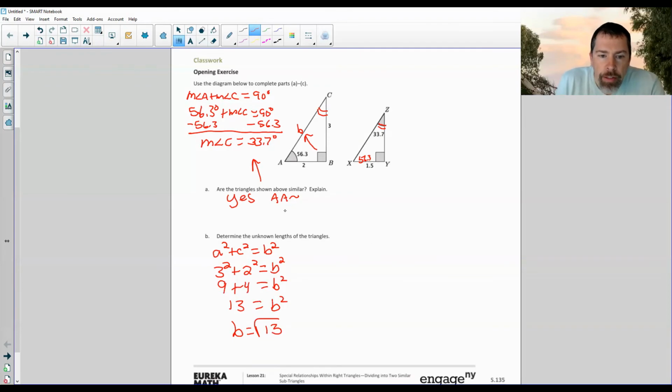So then I look, they're similar, so there has to be a proportional multiple, a scale factor. To get from 2 down to 1.5, my scale factor is 2 to 1.5, but I don't like using decimals, so if I double this, 2 times 2 is 4, 1.5 times 2 is 3, so my scale factor is 4 to 3.